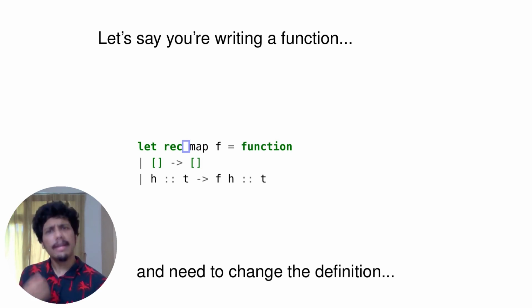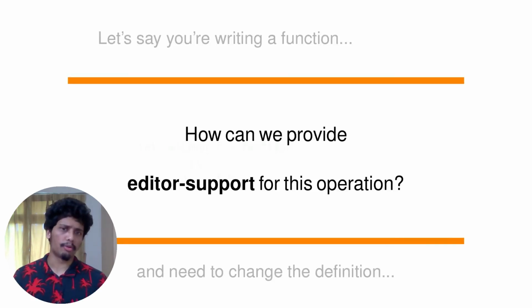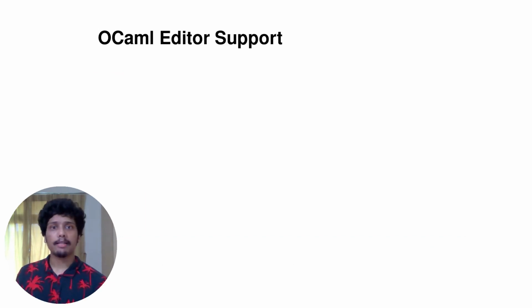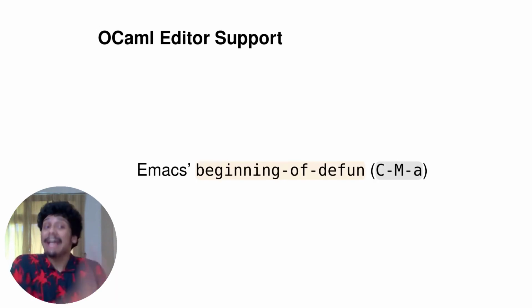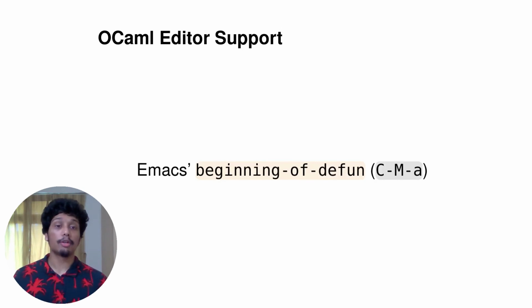But how exactly should we provide editor support for this operation? Well, we can take some inspiration from Emacs. It turns out that Emacs actually already has a binding for this operation. In particular, pressing Ctrl-Meta-A runs the function beginning-of-defun. And so when you're editing Emacs Lisp code, this will move your cursor from its current position to the start of the nearest enclosing function definition. So, it turns out the editor is already configured. The only problem is that this is only defined for Emacs Lisp. So we need to provide a definition for OCaml.